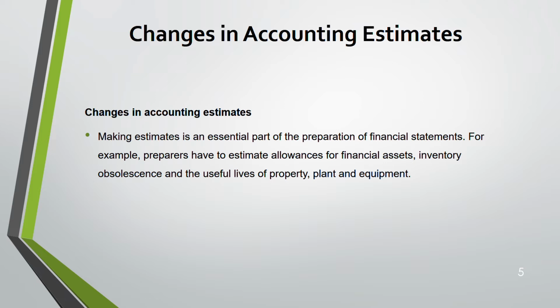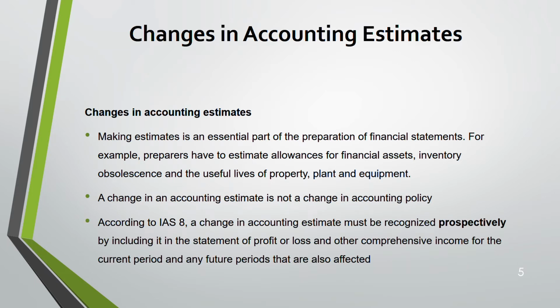As an accountant, you have to make estimates when you're preparing financial statements. For example, how much of your inventory will be obsolete, or what is the useful life of property, plant and equipment, or what is the allowance for the financial asset. This is estimation. And a change in accounting estimate is not a change in accounting policy. Please do not confuse the two. It is always done by students. So according to IAS 8, please highlight the bold word. There's a reason why I highlighted it. I have made it bold so that you never forget.